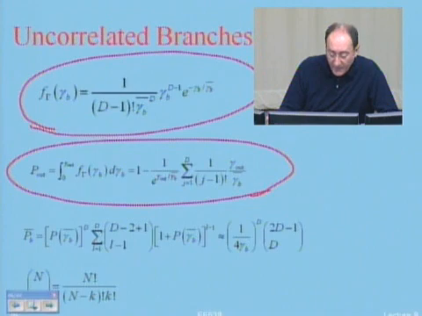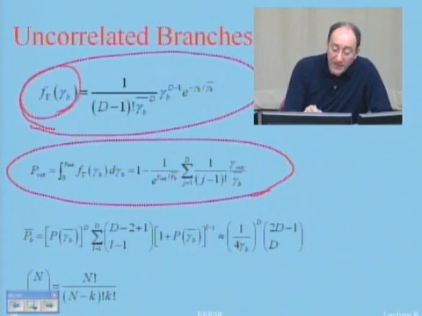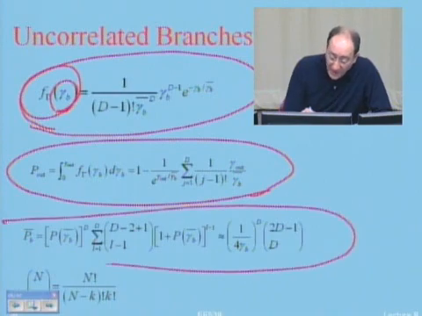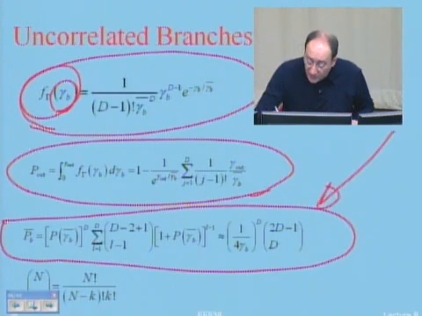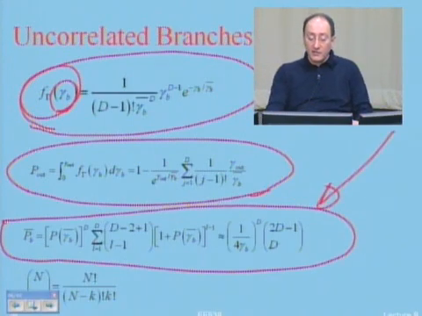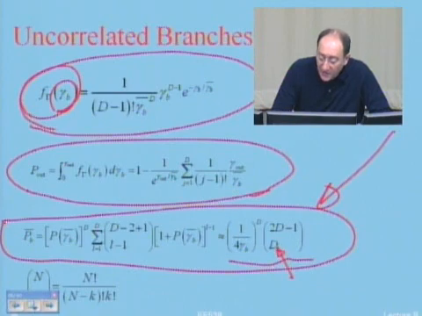Okay? And this is the probability distribution function of gamma sub b. This is probability of outage. This is average probability of error. This is a very good equation, very nice equation. Why? Because you can simplify that to this value. D is the order of diversity. Gamma sub b is your average signal to noise ratio.